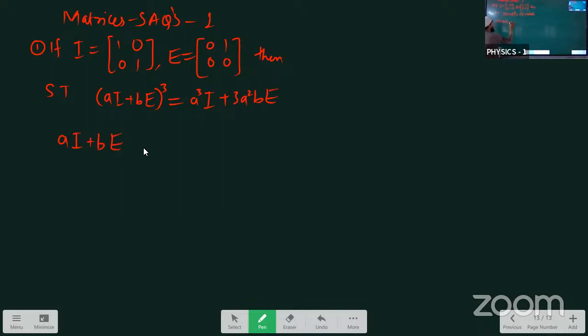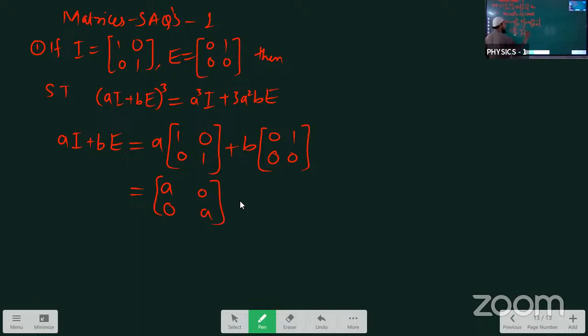First let's find this. So what is I matrix given? 1 0 0 1 plus B into E matrix. What is E matrix given? 0 1 0 0. Okay. So this equals to, A matrix से स्केलर नंबर से मल्टीप्लाई करना में तो डायरेक्टली सबको पूरे एलिमेंट्स को इनटू कर सकते हैं. A into 1 is A, A into 0 is 0, A into 0 is 0, A into 1 is A, plus multiply with B, B into 0, multiply B with all elements of the matrix. B into 0, B into 1 is B, B into 0 is 0, B into 0 is 0.